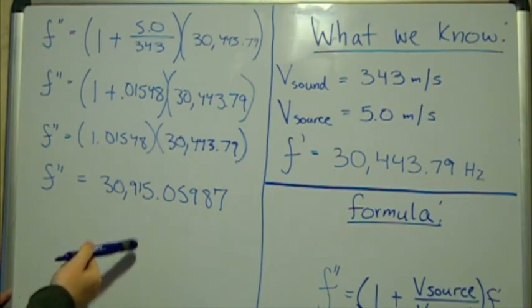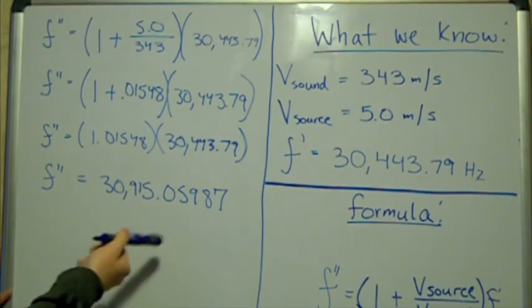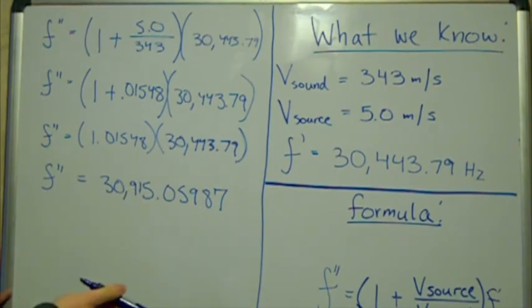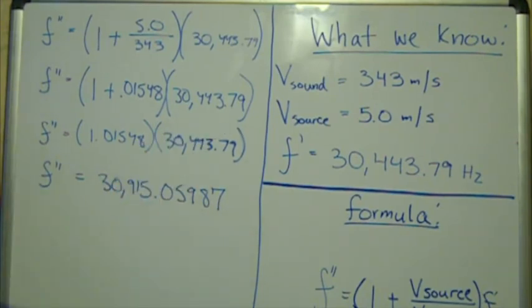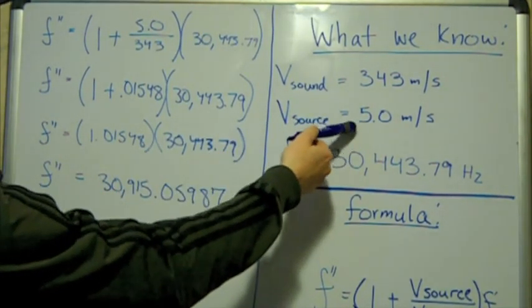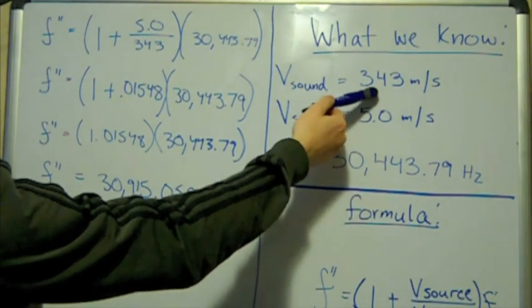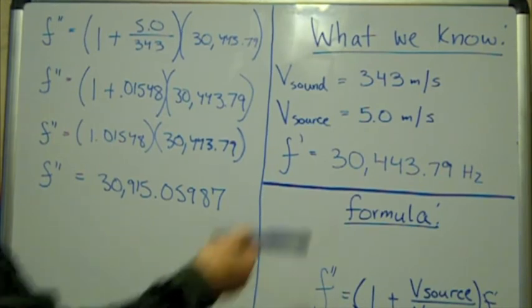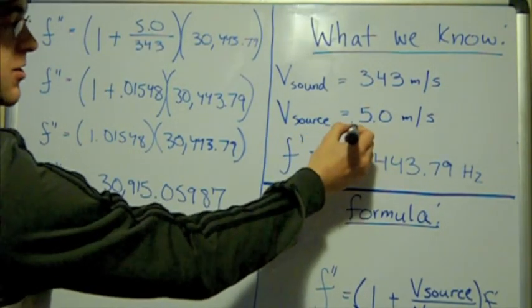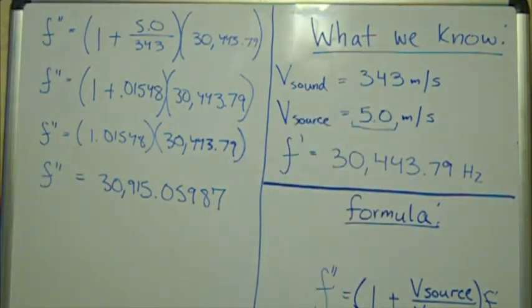Okay, so this is what we got so far. We're at the end of the problem now, so we're going to want to implement significant figures and shorten this up, make it look a little bit neater. So to do that, first we're going to want to go back to the beginning of the problem and look at our given values. We got 5.0 meters per second, and we've got 343 meters per second. When you're using significant figures, you want to choose the smaller amount. The 5.0 here is 2 sig figs, so we're going to pick that one.